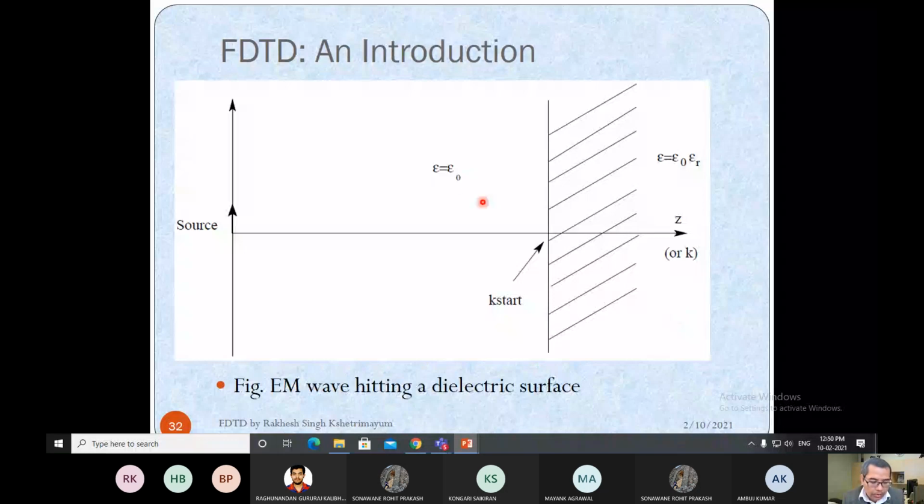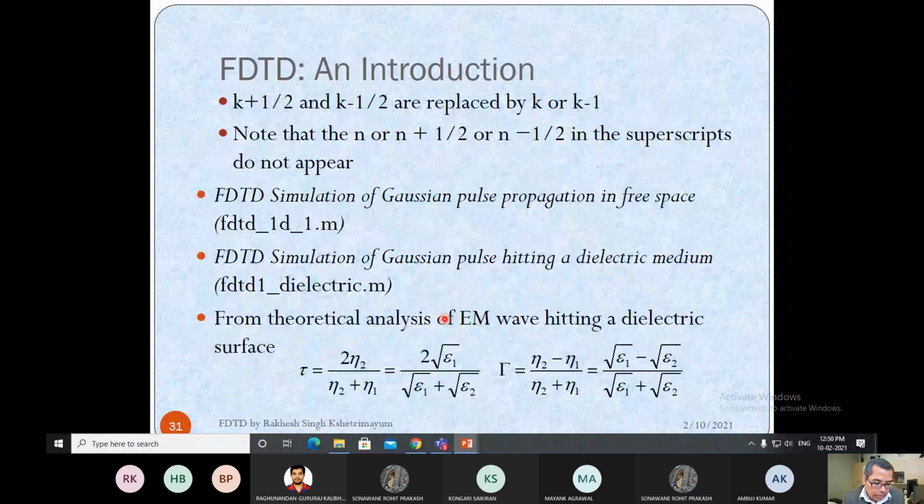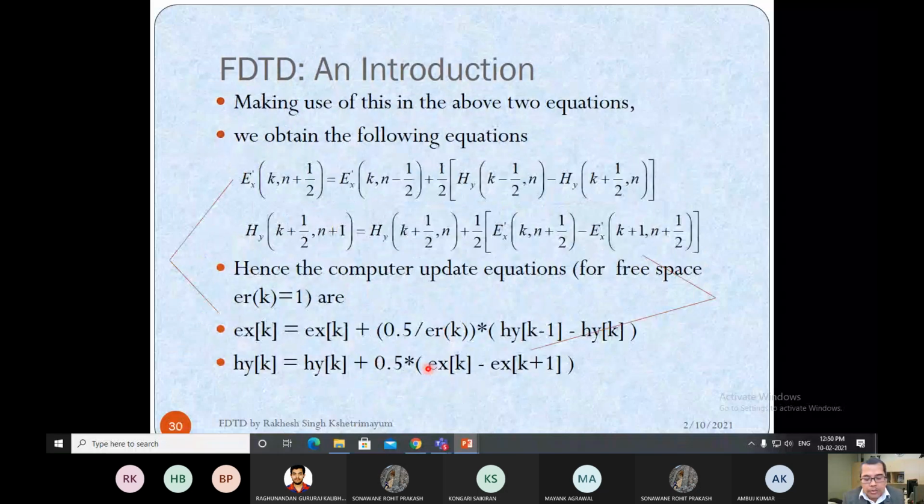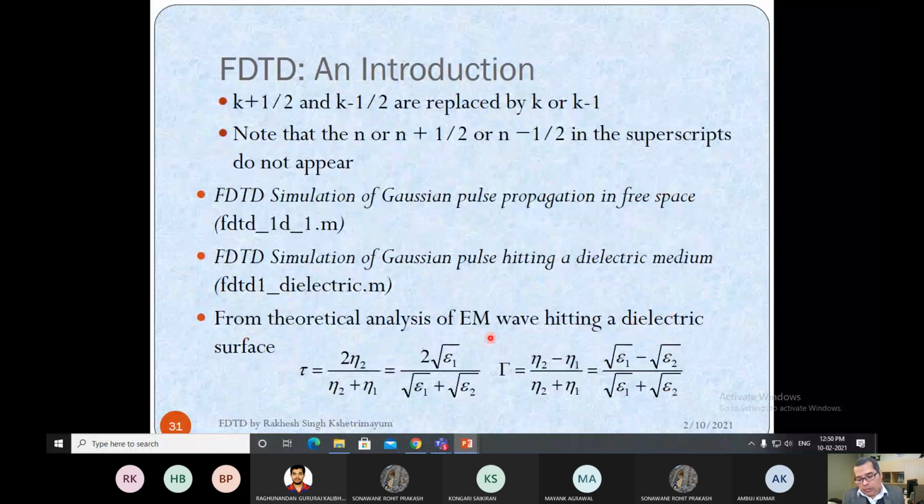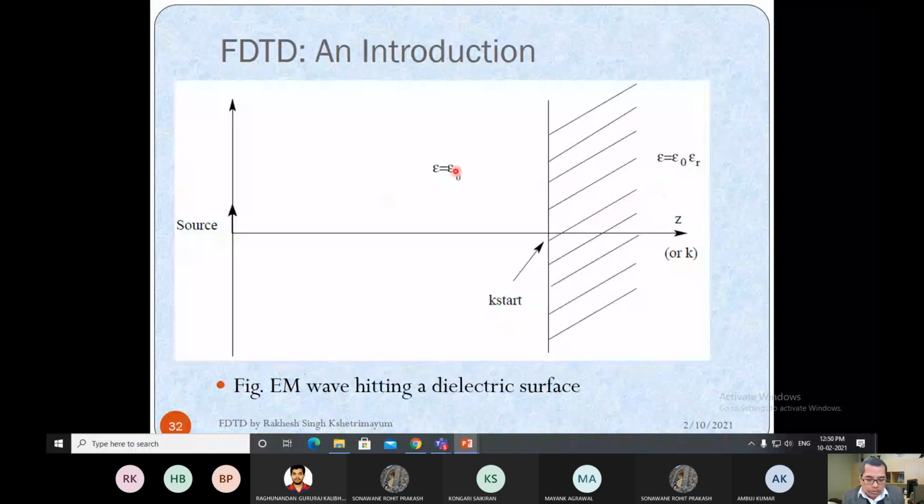So the program is very simple. In the program, as soon as k becomes k start, you just replace epsilon_r[k] with epsilon_r. Let's say epsilon_r is 4, just replace er[k] by 4. Up till here, er[k] was 1. So the program is very simple. Even if you have different media or different structures, you don't need to worry.